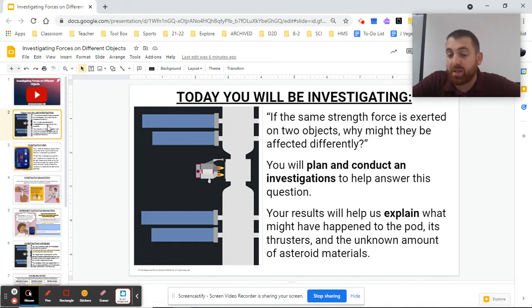You'll need to plan and conduct an investigation using an experiment to help you answer this question. And your results will help us explain what might happen to the pod, its thrusters, and this unknown amount of material. So let's go ahead and talk about how you're going to create an experiment to figure out what's going on with our space pod.